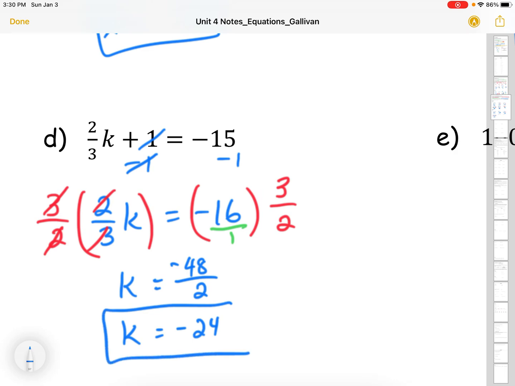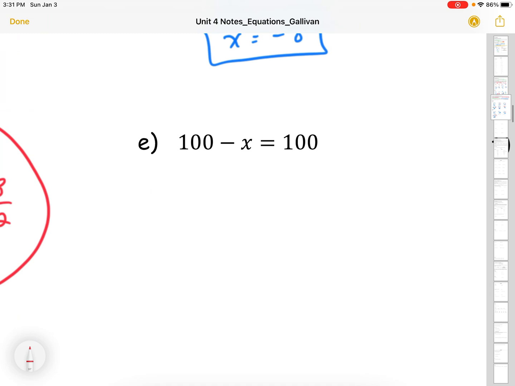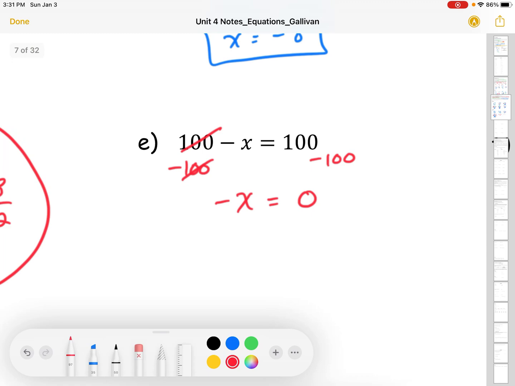is negative 24. And at any point, if you're not sure, if you want to just check it, you can take that negative 24 and substitute it back into the original equation and check both sides, left side versus right side. It's a good habit to get into. There's lots of math where that becomes very, very important. Okay? All right, so here, we're going to subtract 100 from both sides. Ooh. 100 minus 100 is 0. So I have negative x is equal to, well, 100 minus 100, which is equal to 0.